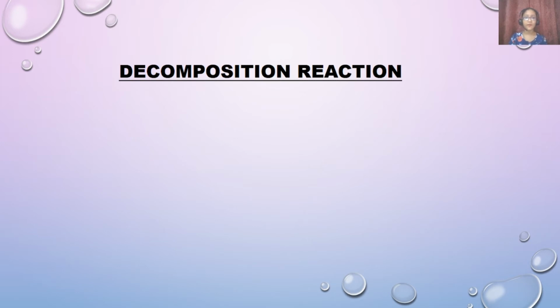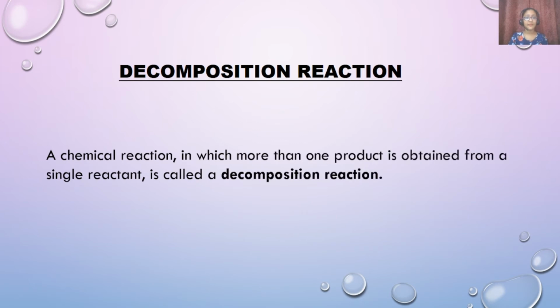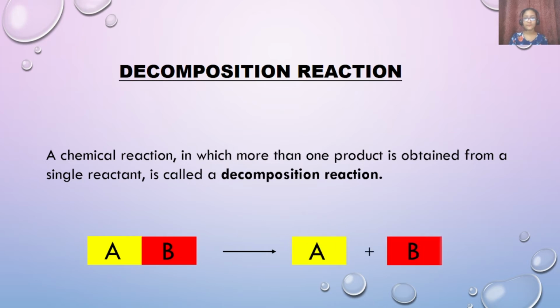Now let us study about decomposition reaction. A chemical reaction in which more than one product is obtained from a single reactant is called a decomposition reaction. Here, AB, which are reactant, have decomposed and formed more than one product, which are A and B.